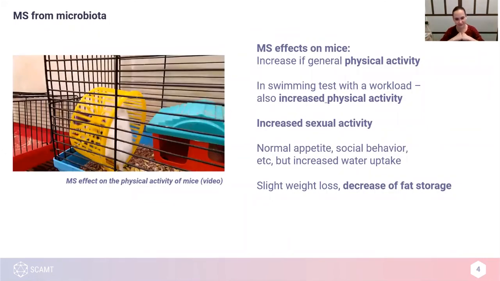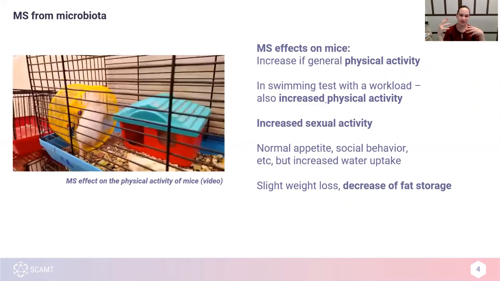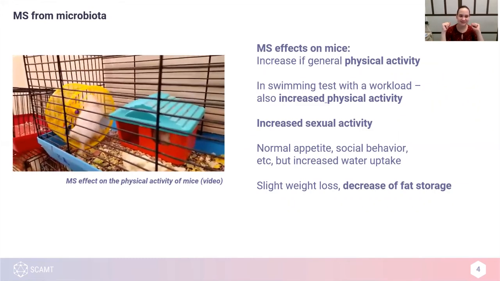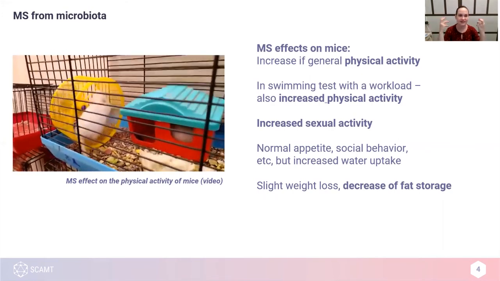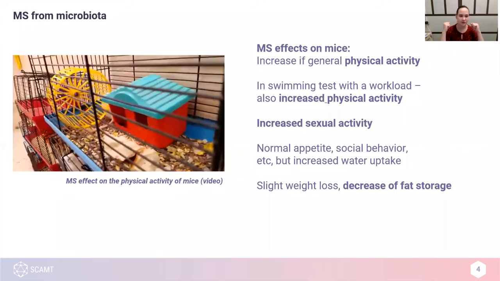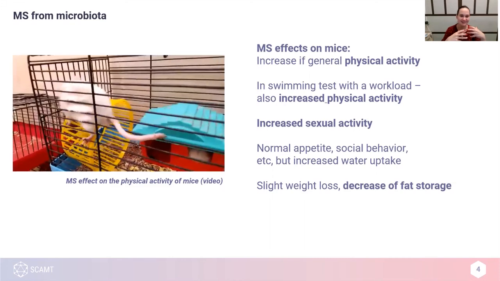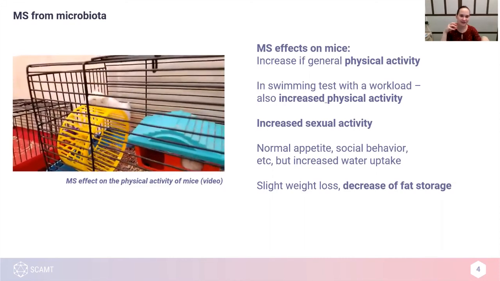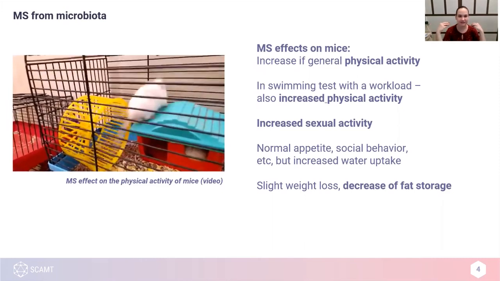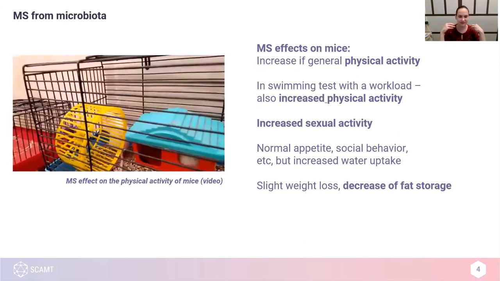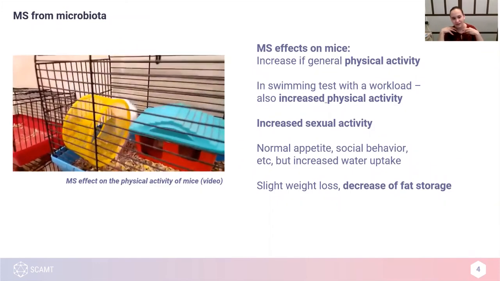You can turn on the video on the slide. So we also tested this stimulator on mice, and here is the most interesting thing. We found that this stimulator strongly increased mice activity. As you see here, the normal mouse is in the house, and the stimulated mouse is jumping, climbing, all of this stuff. We also tested mice behavior in water and found that mice had increased efficiency in aerobic exercises.